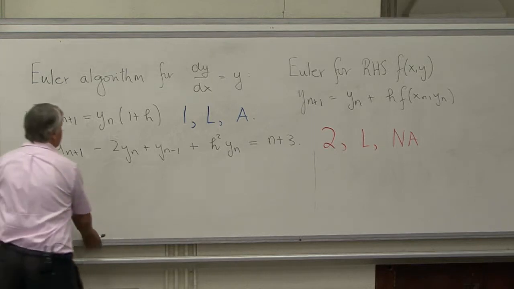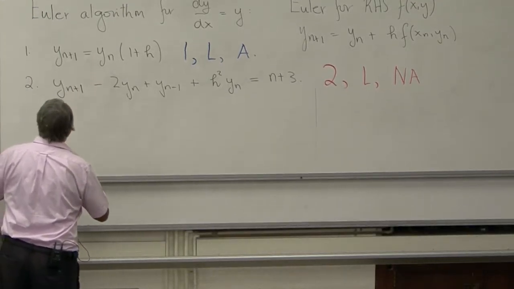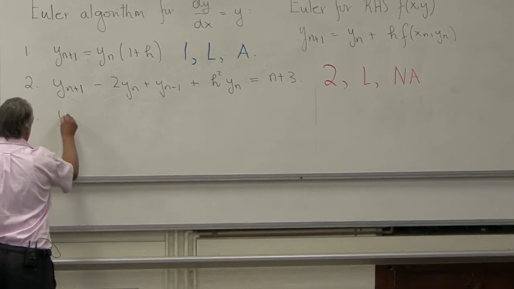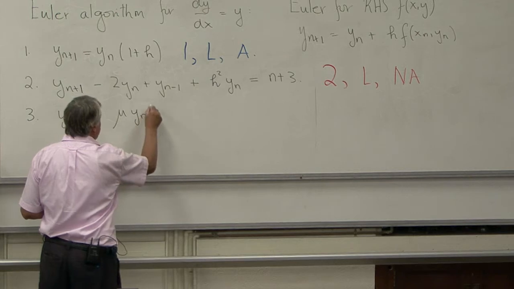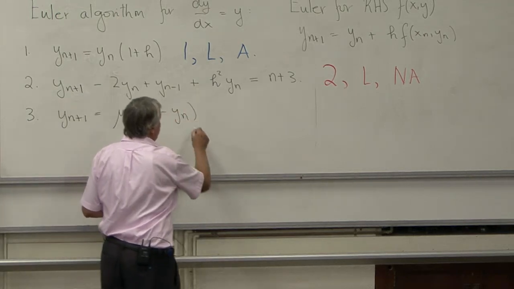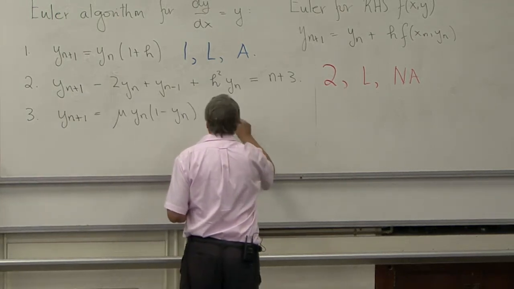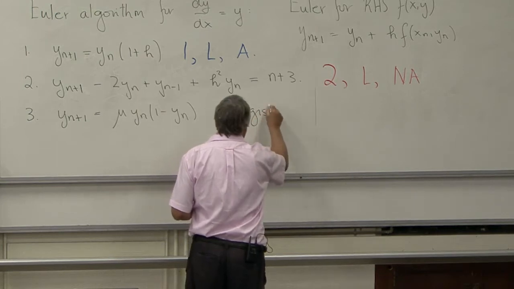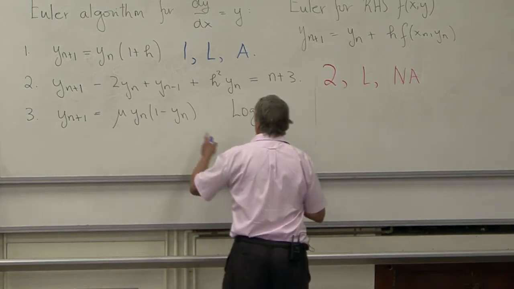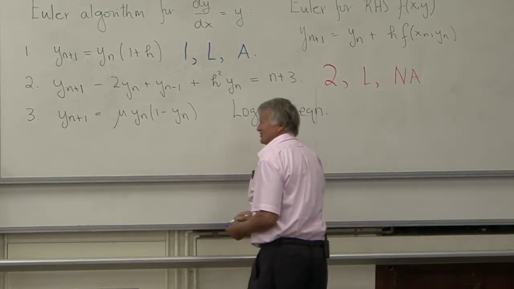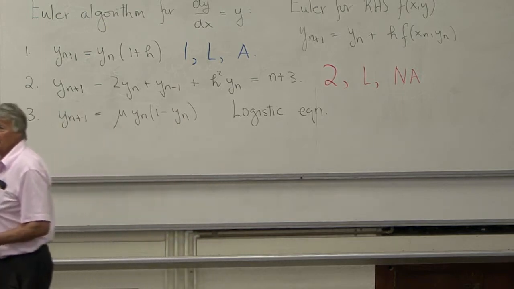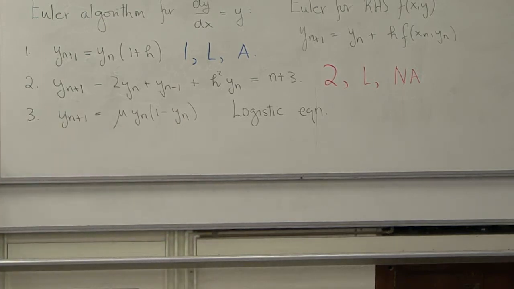Another example. y_{n+1} = mu times y_n times (1 minus y_n). This is a very famous equation. It's the discrete analog of what we had called the logistic equation, which describes population growth. So this describes population growth on a year-to-year basis.